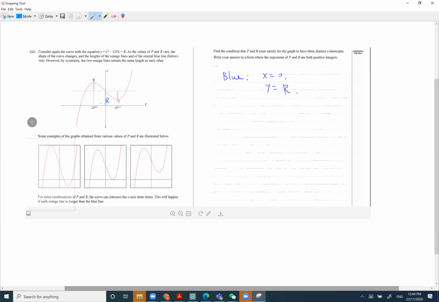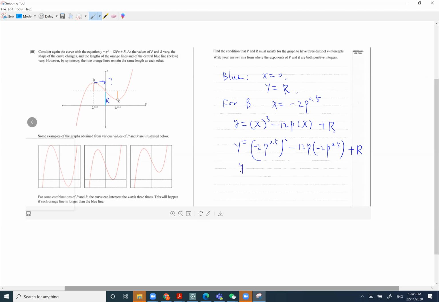And we need to calculate the orange line. To calculate the orange line, you need to find the y value of B here. For point B, we got x equals -2 p^0.5, which is from the previous part, or even in the diagram given. For the y value, y equals x cubed minus 12px plus r. So the y value will be (-2 p^0.5) to the power of 3, minus 12p times (-2 p^0.5), plus r.